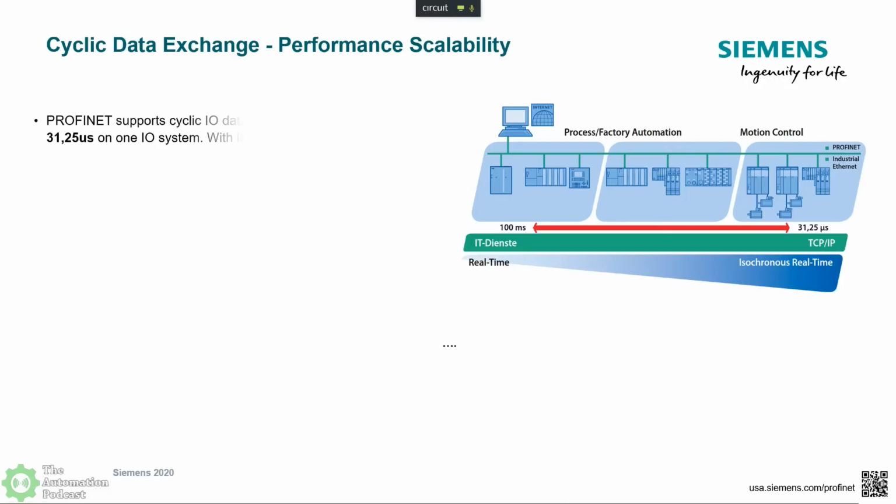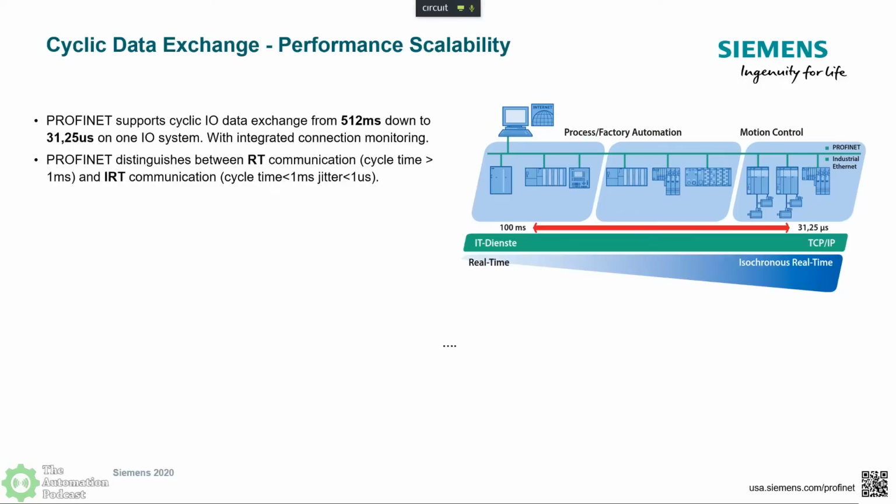So PROFINET distinguishes between PROFINET RT, which stands for real time, and PROFINET IRT, which stands for isochronous real time. PROFINET real-time communication is cycle times of 1 millisecond and above, and isochronous real-time communication is below 1 millisecond. For isochronous real-time communication, we have a jitter below 1 microsecond. Those applications are high performance motion control applications.